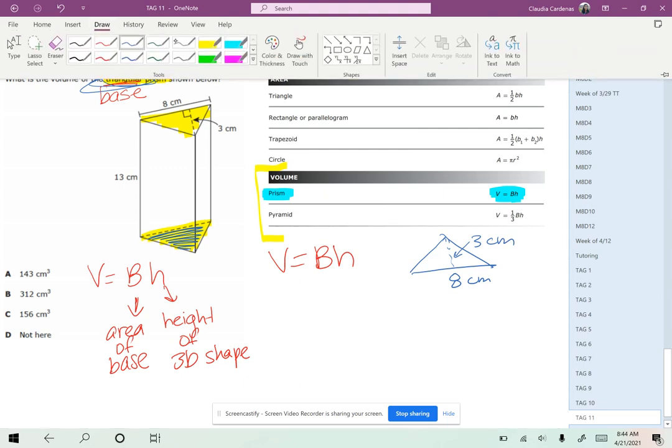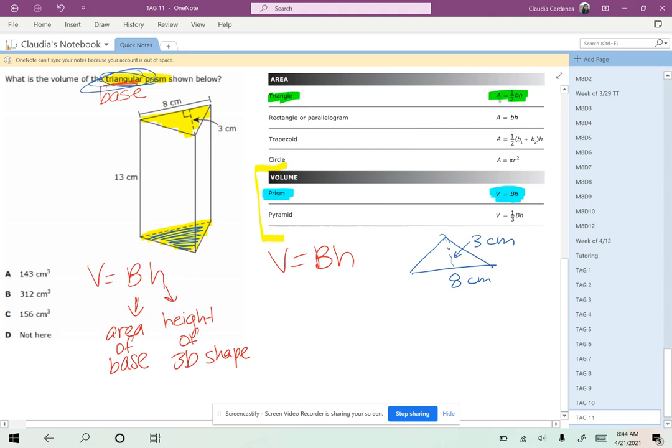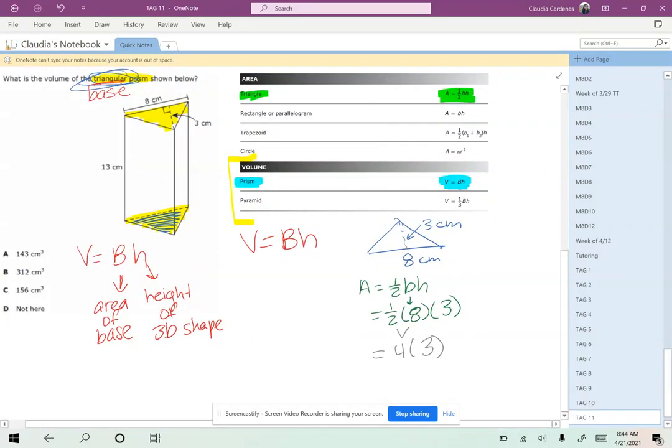So I need to find the area of the base, which is a triangle. Therefore, I need to use area equals 1/2 base times height. And I already know what the base and height of this triangular base is: 8 and 3. And so remember, I can always deal with the 1/2 first, especially with even numbers, which gives me 4 because half of 8 is 4. And then 4 times 3 is 12. So the area of the triangle, or the area of this base, big B, is 12 centimeters squared. Now, does that answer my question? It does not. It is purely the part that we are going to substitute in for big B.